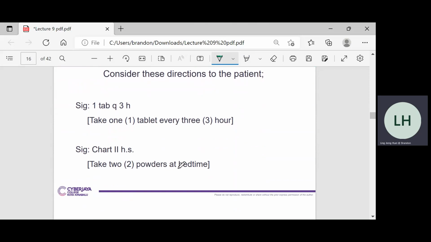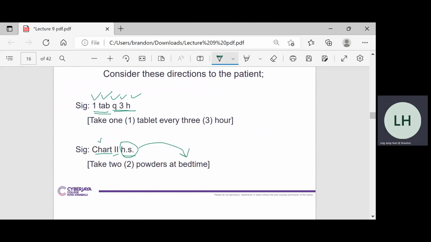Okay, so this is one example. Consider this example. One tab Q 3 hour. So kalau kamu kasih translate kan, it's like one tablet every 3 hours. So ini dia punya rationale. One tablet every 3 hours. So chart 2 HS means take 2 powders at bedtime, because HS ini kan adalah bedtime.